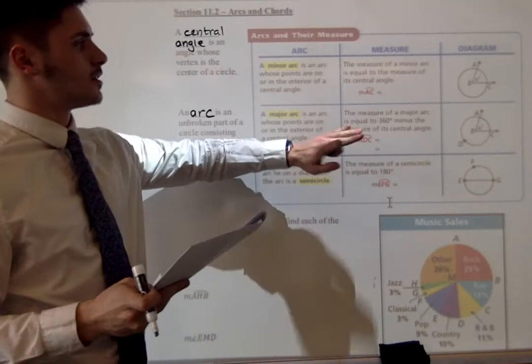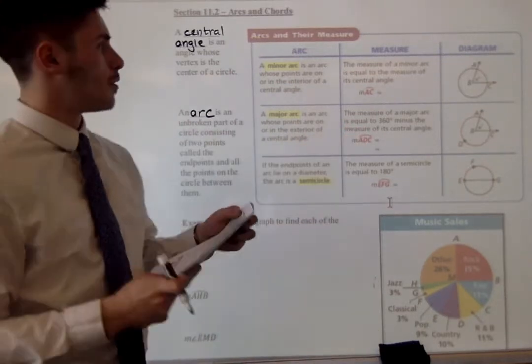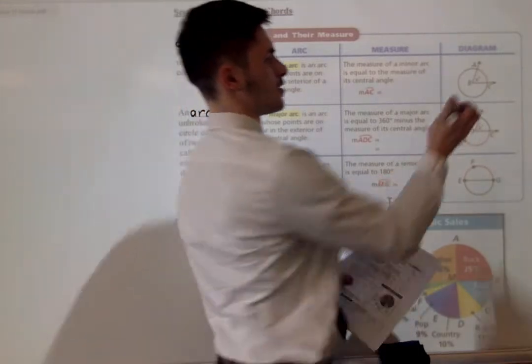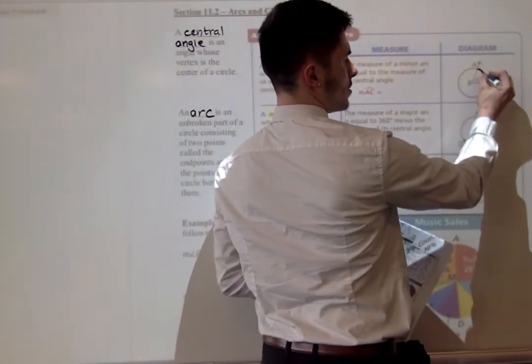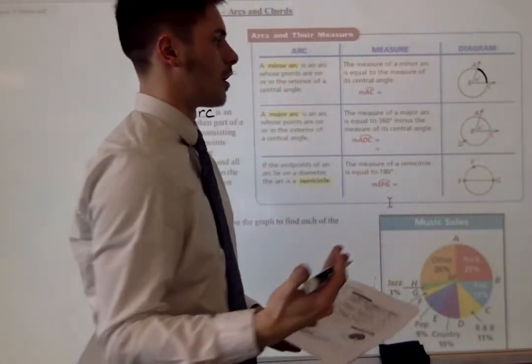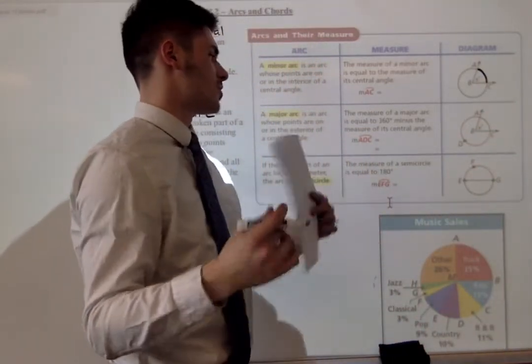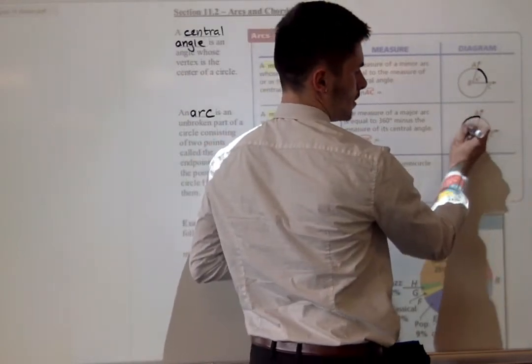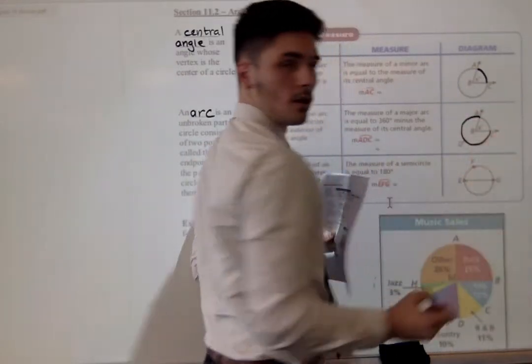And if we look in this definition table here, a minor arc is an arc whose points are on the interior of a central angle. So this section right here would be our minor arc. And then our major arc is the arc whose points are on the exterior of a central angle. So the major arc would be all the way around, touching that angle.